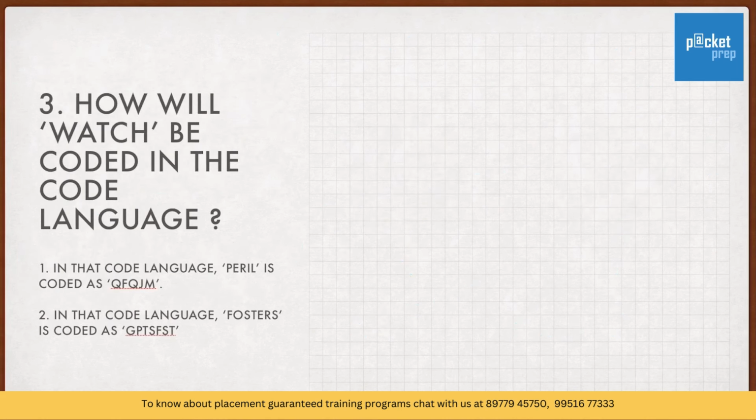Here is another one. How will watch be coded in the code language? Here are the two statements given. According to statement 1, in that code language, peril is coded as QFQJM. This data sufficiency question is a problem from coding decoding. To understand this, you need to understand the coding decoding concept. Clear? Now let's solve this.